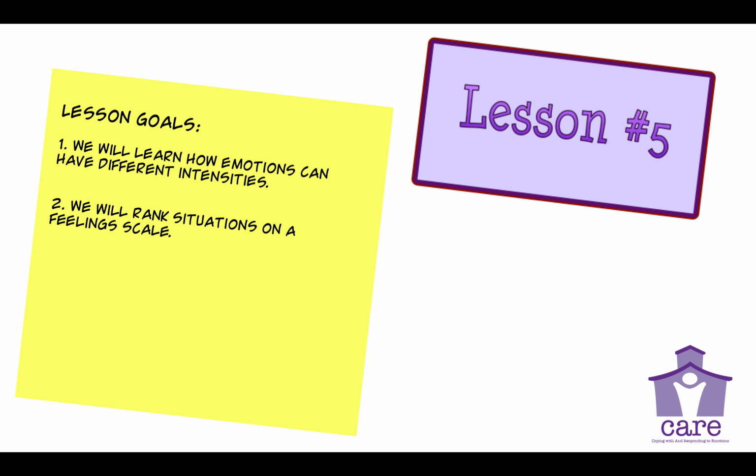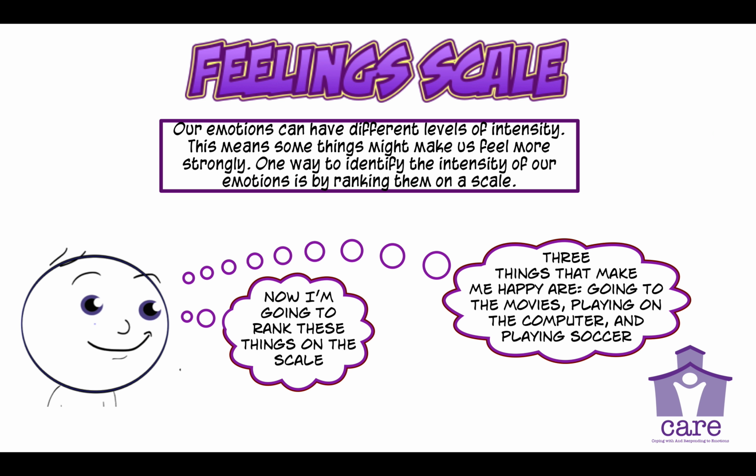We have 2 goals for lesson 5. The first is we are going to learn how emotions can have different intensities, and we're going to rank situations on a feeling scale. So we're going to start with this. We talk with students about how our emotions can have different levels of intensity, and that this means that some things might make us feel more strongly than others.